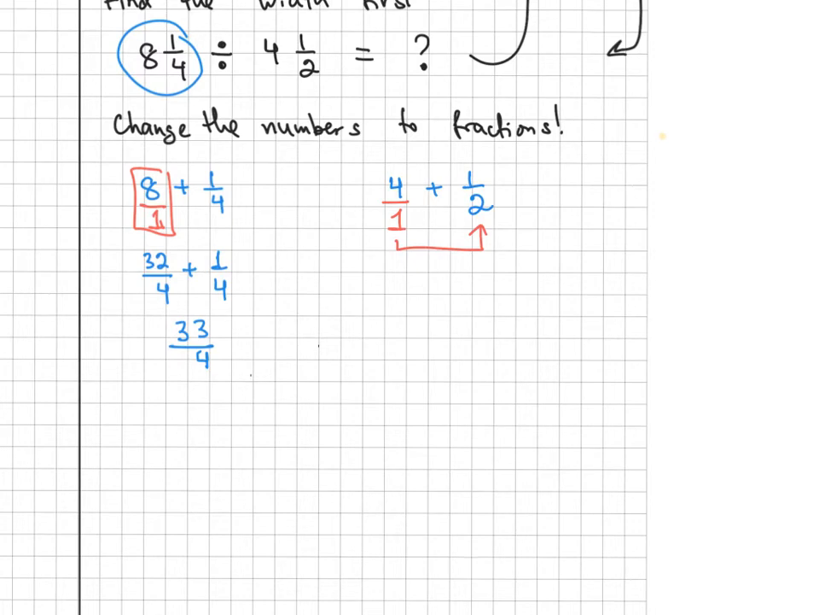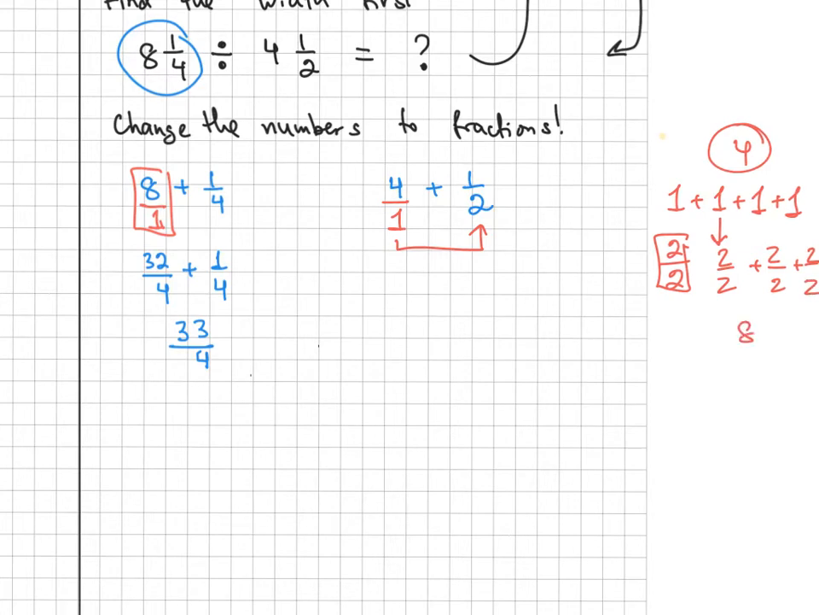Again, you could do it the way as 1 plus 1 plus 1 plus 1. That makes 4. And then each of them, 2 halves make 1 whole. And then another one. And another one. So how many halves all together in the 4, right? So it's 8 halves. Oops, 8 halves.